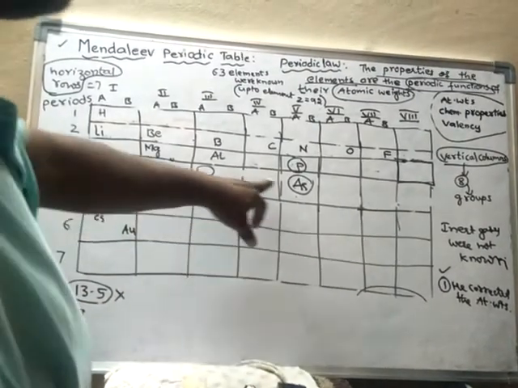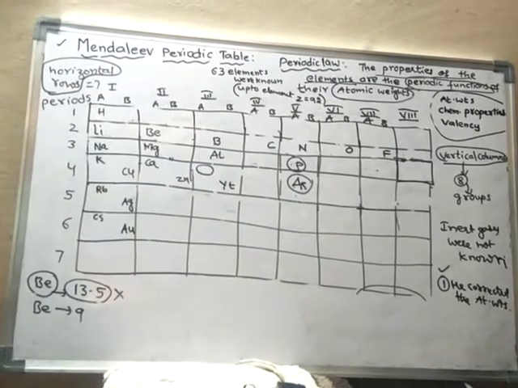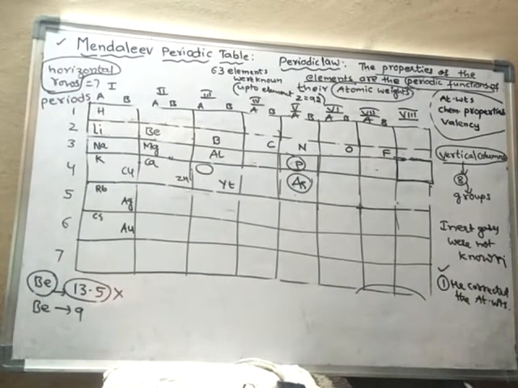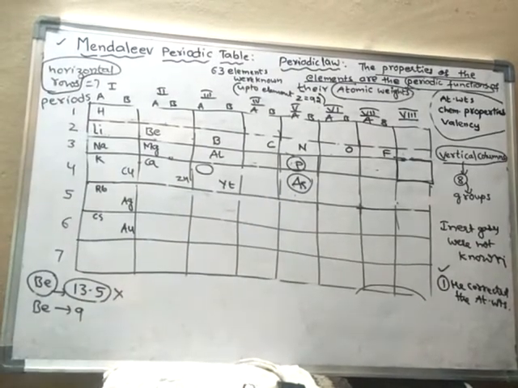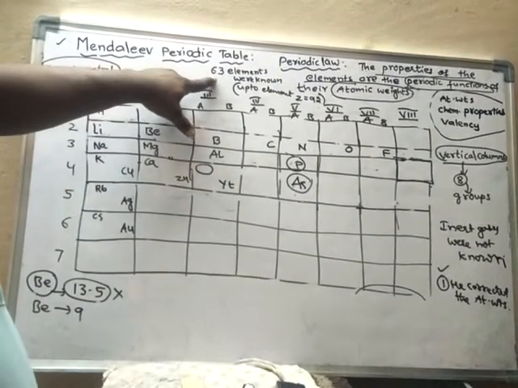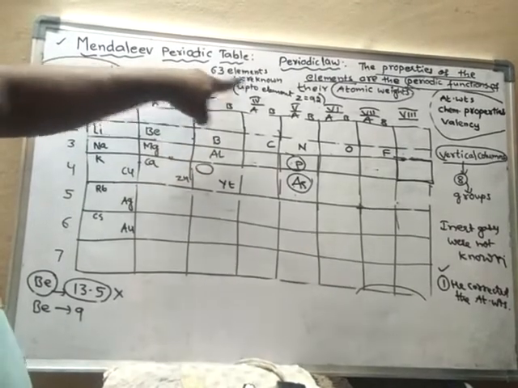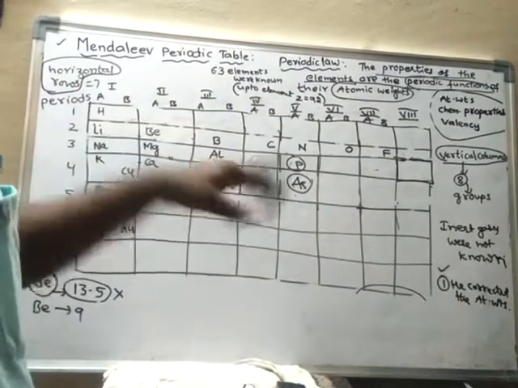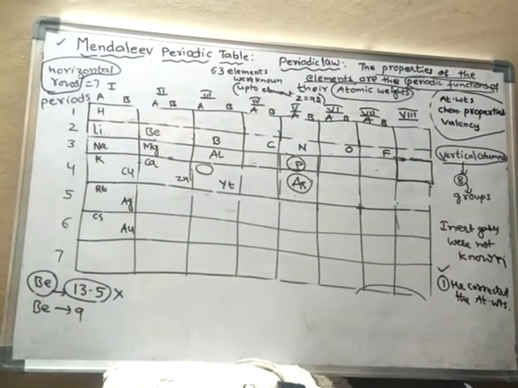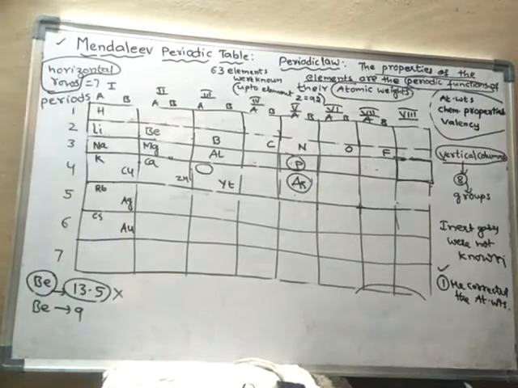He left a few gaps. Why did he leave a gap here? At many other places, he left gaps. See, he knew only 63 elements, but the table goes up to atomic number 92. That means many elements should be missing. He was able to identify those missing elements.